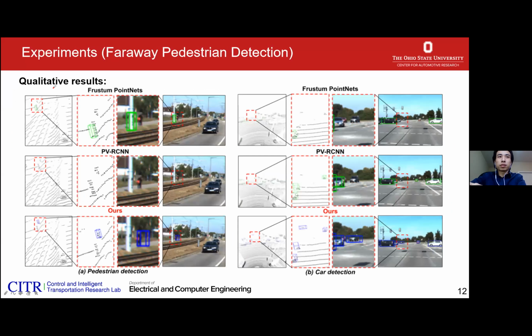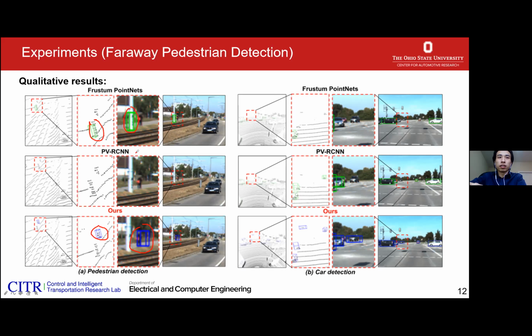Finally, we did some experiments on the KITTI dataset. Let's see some qualitative results. First, in this scenario, only our method can detect this faraway pedestrian in both 2D and 3D. However, Frustum PointNets is also a good frustum-based method similar to ours. But since it relies on point cloud representations to find the shape of the pedestrian to localize them, it may mistakenly recognize the shape of the pole as the shape of the pedestrian.